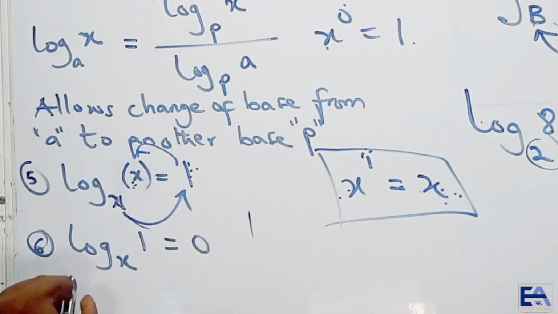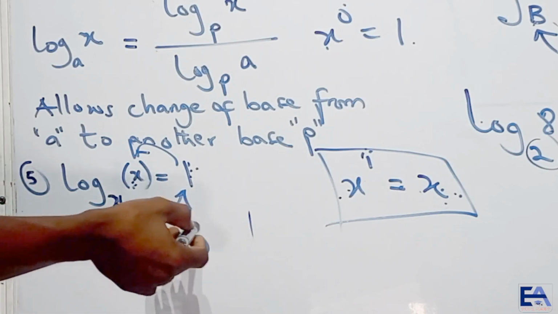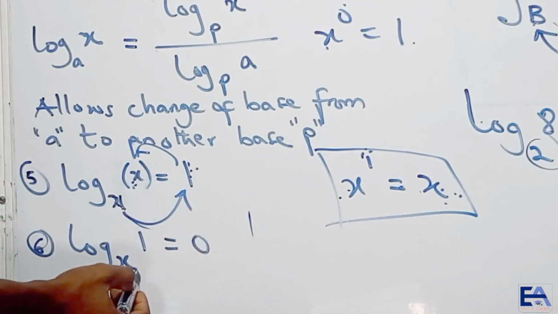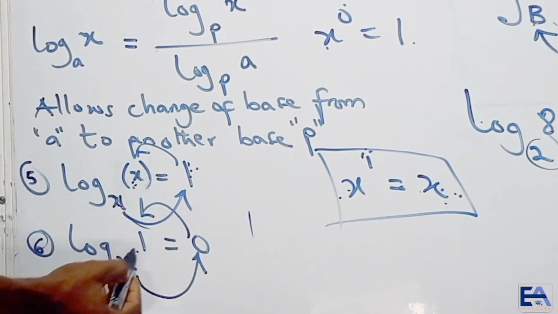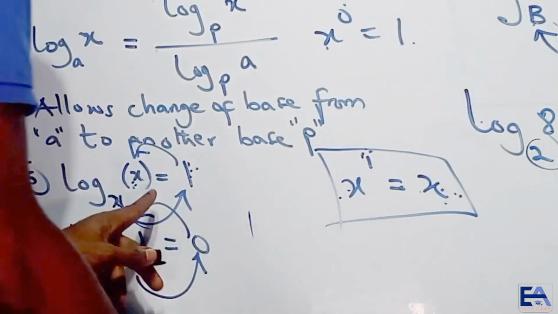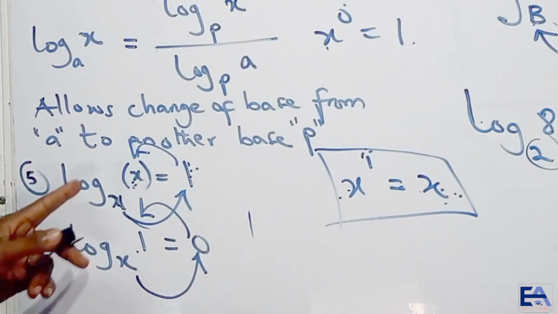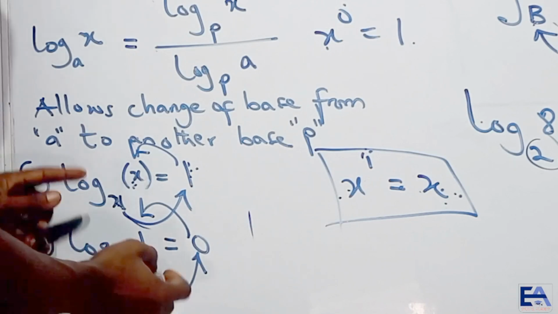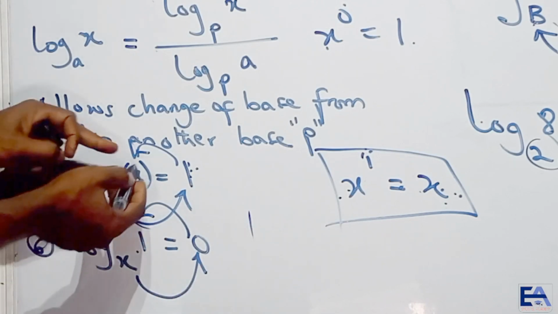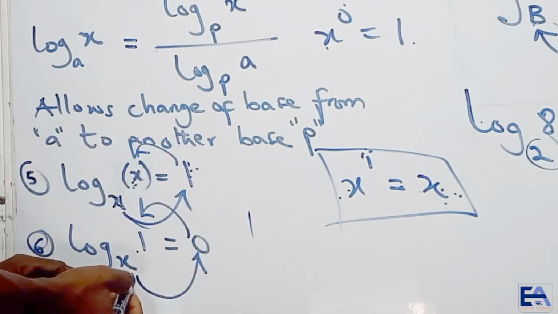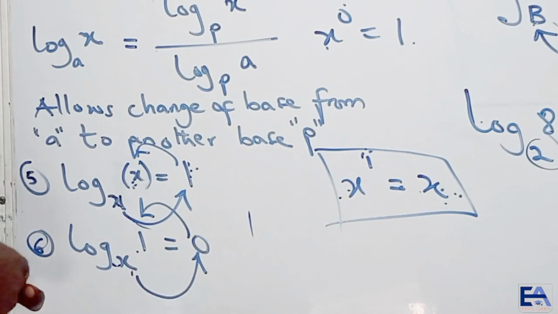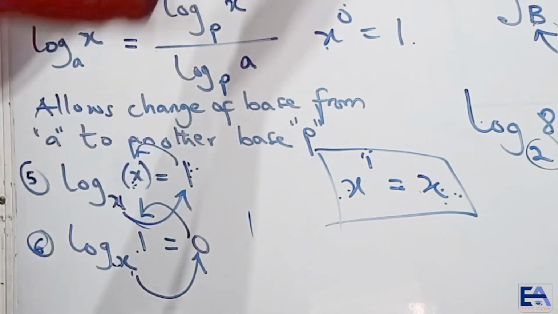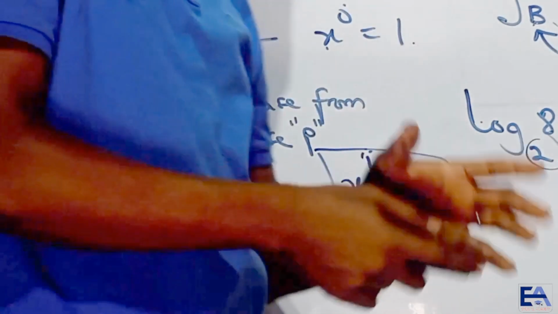This sixth law here says log 1 to base x is equal to 0. So meaning because x raised to power 0 is equal to 1, this 1 happens to be the result of x raised to power 0. You get that? So that is where this law came from. Log x to base x equals 1, and log 1 to base x is equal to what? 0.